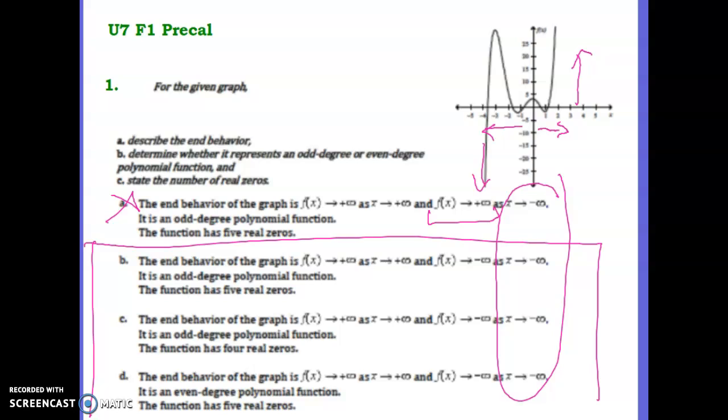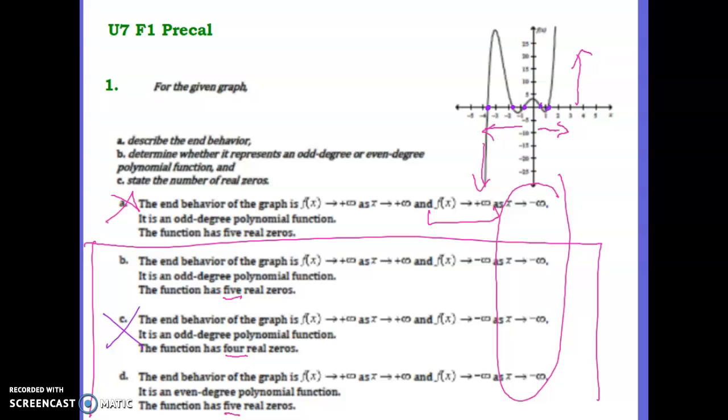Let's see. It looks like the answers here have 5 zeros, 4 zeros, 5 zeros. Let's figure out how many zeros there are, and then we'll cross off another answer. And it says real zeros. So we got 1, 2, 3, 4, 5 real zeros. So that means the answer is also not C.